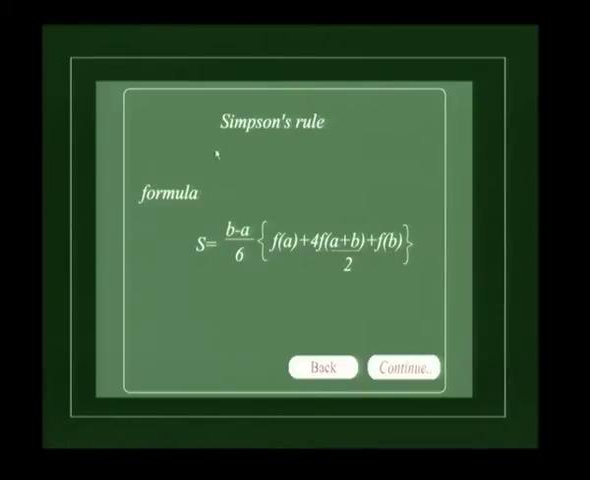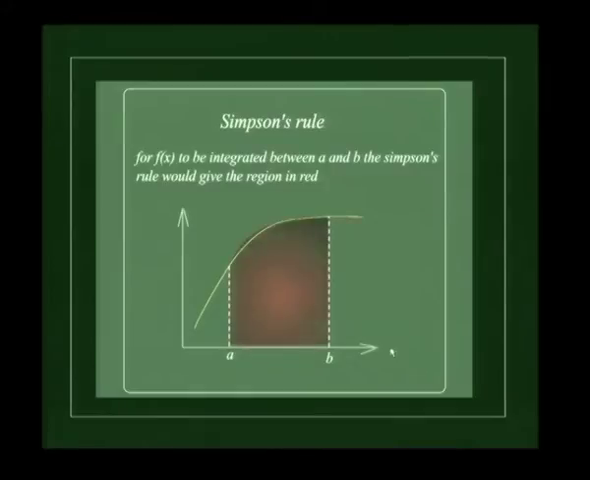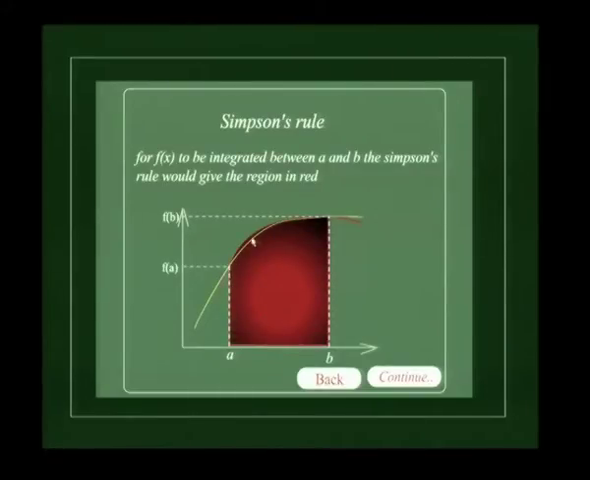So now that's Simpson's rule, and that amounts to actually fitting a curve between these points, a curved region, and then finding the area under that curve. So that's Simpson's rule.